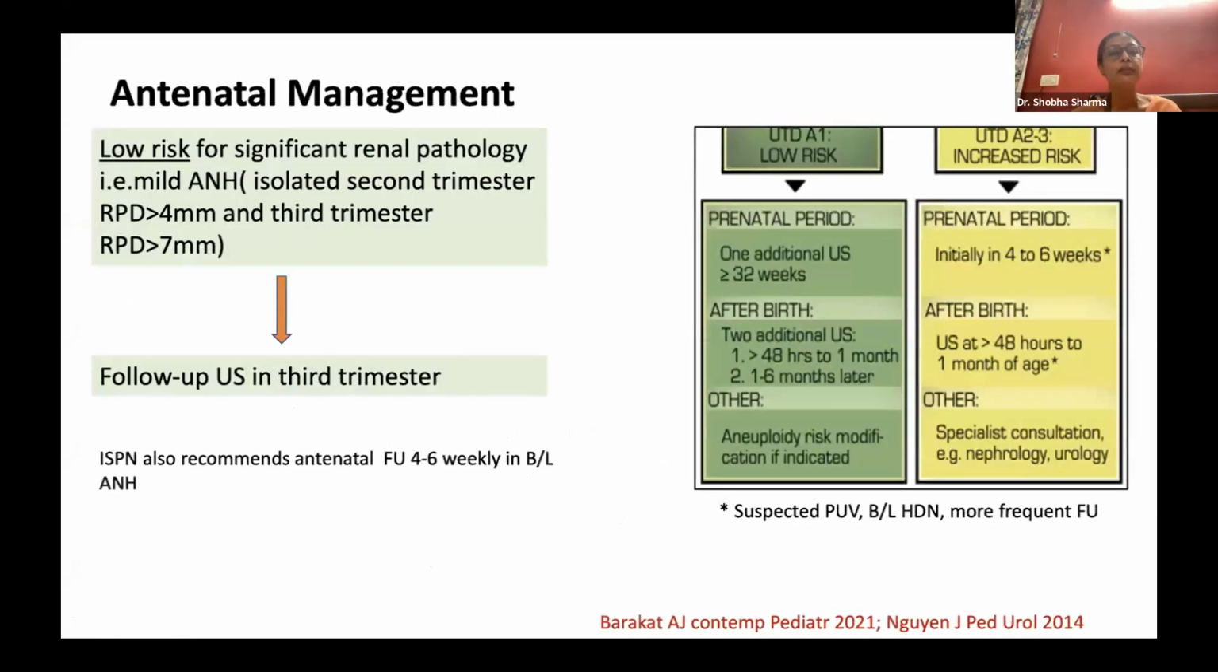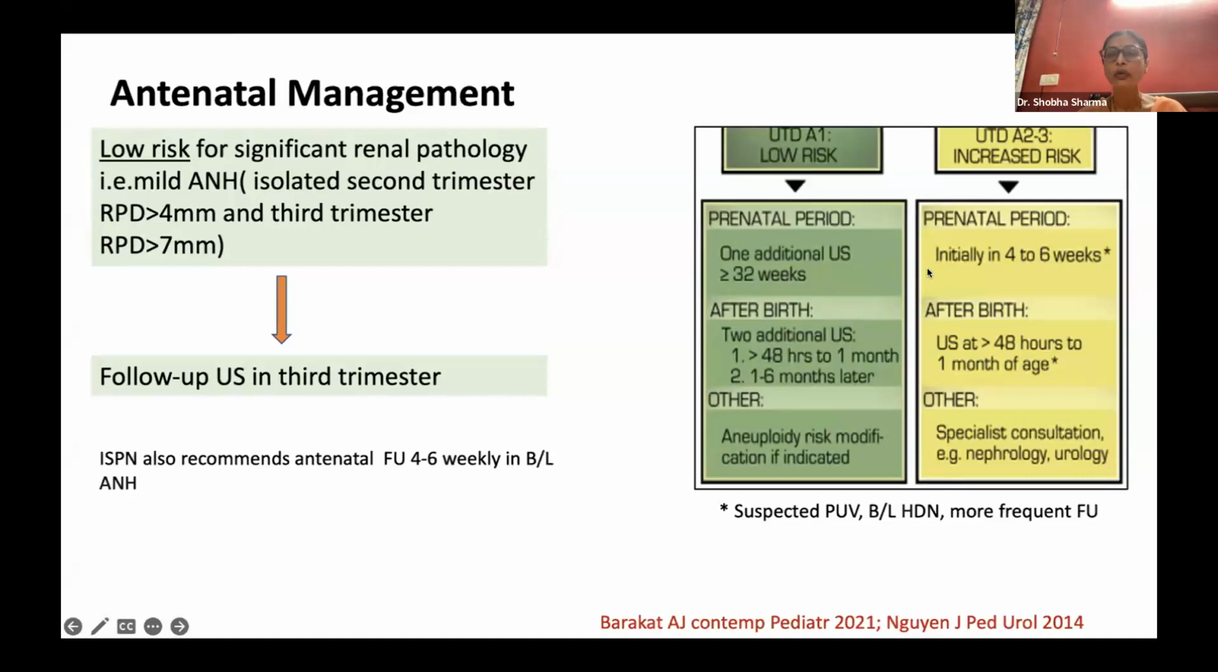Now coming to the antenatal management. Antenatal management will again depend upon the severity of the antenatal hydronephrosis. So if it is isolated second trimester antenatal hydronephrosis, mild, which is more than 4 millimeter, or third trimester more than 7 millimeter, in that case we have diagnosed it in the second trimester, so only one follow-up ultrasound in the third trimester is sufficient. Whereas, if we compare it with the UTD antenatal A1 group, which is the low risk group, again they have suggested the same thing, that is an additional ultrasound at more than 32 weeks. So we'll not concentrate here on postnatal management and evaluation; we'll see that in the subsequent slides. Let us just concentrate on the antenatal evaluation of these children.